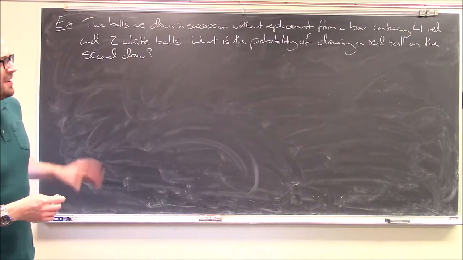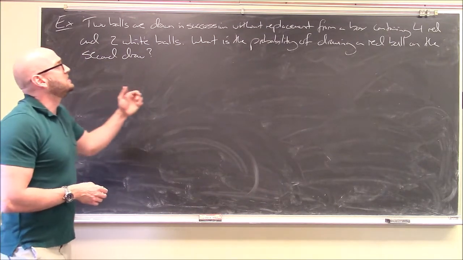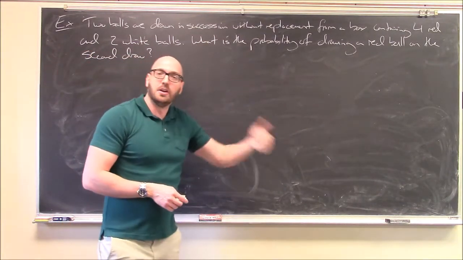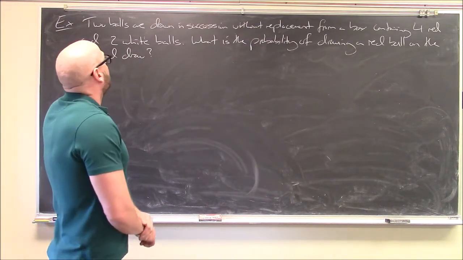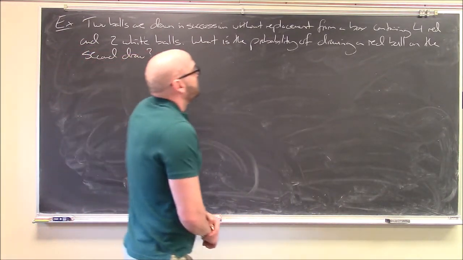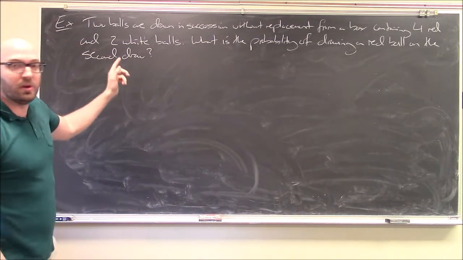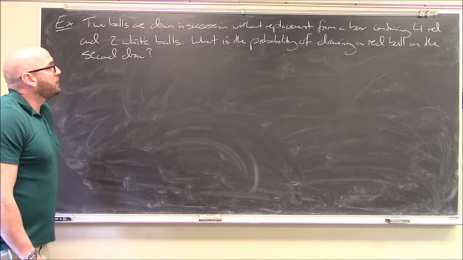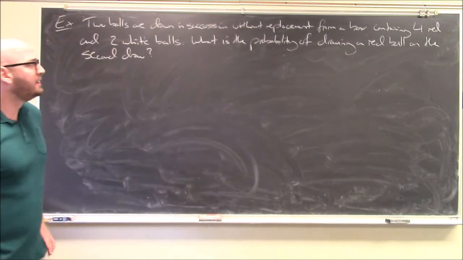Alright, so here's a fairly complicated example. Two balls are drawn in succession without replacement. So I'm drawing a ball from a box and I'm not going to put it back in when I'm done. So two balls are drawn in succession without replacement from a box that contains 4 red balls and 2 white balls. What is the probability of drawing a red ball on the second draw?